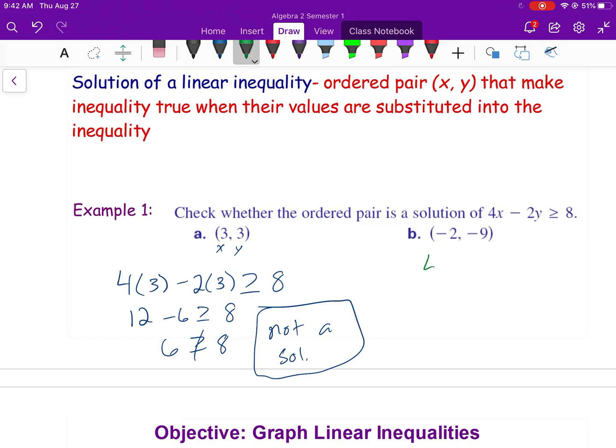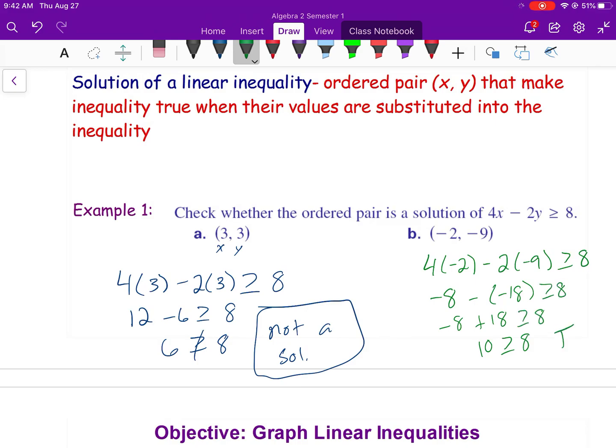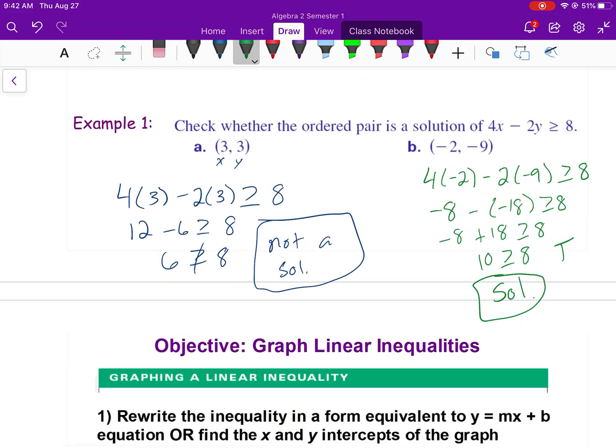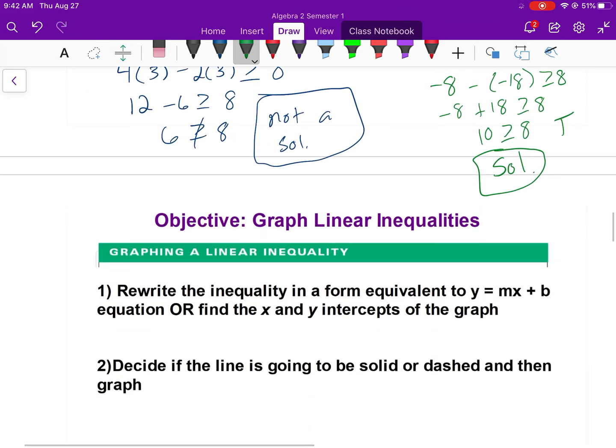Okay, moving over to the next one. 4 times -2 minus 2 times -9 is greater than or equal to 8. Simplifying, we get -8 minus -18. So that's saying -8 plus 18, which is 10, greater than or equal to 8. That is a true statement, therefore this is a solution. So again, plug in the ordered pairs, check to see if you get a true or false statement. True statements are solutions, false statements are not solutions.